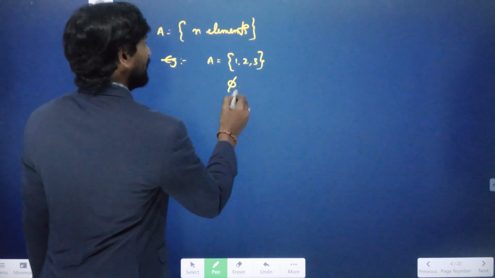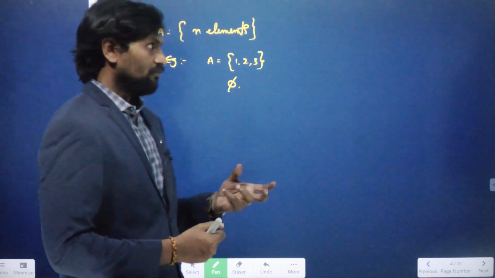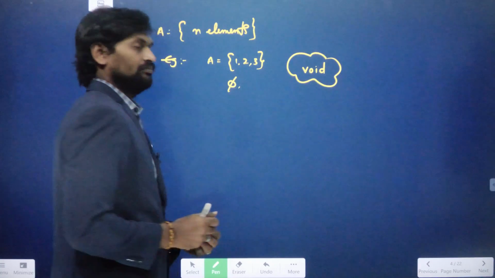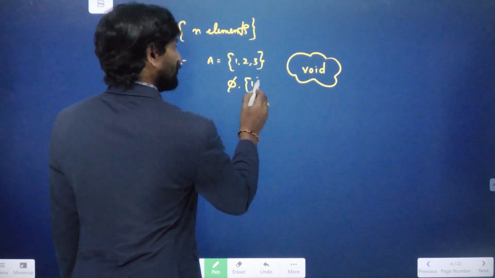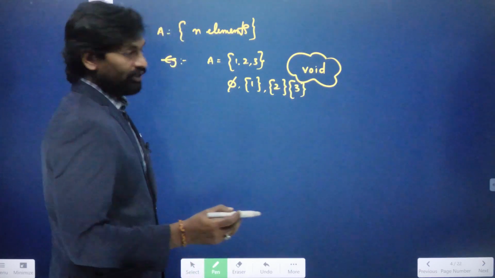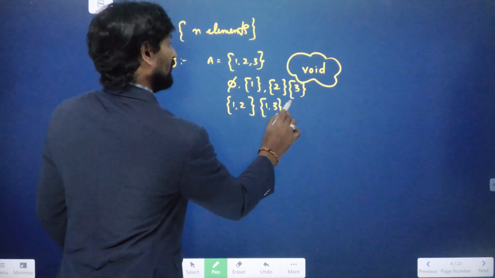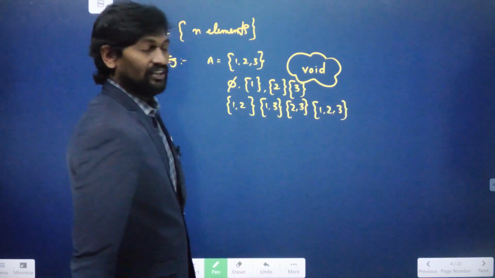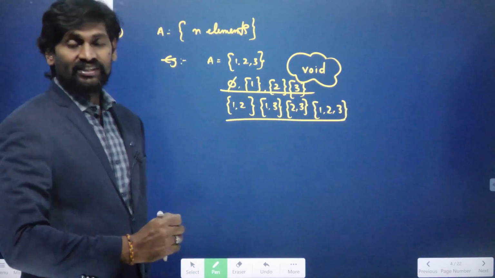The first subset is phi. We discussed already, the empty set or null set or void set. We can call it void set also. Okay? The empty set is a subset of every set. Now single element sets. So single element 1, single element 2 and single element 3. Now double element sets like 1, 2, 1, 3 and 2, 3. And the triple element set 1, 2, 3. So total number of subsets here 4 and here 4. Total number of subsets are 8.